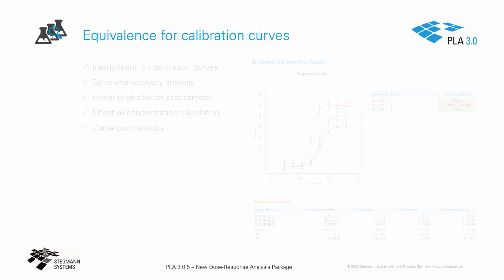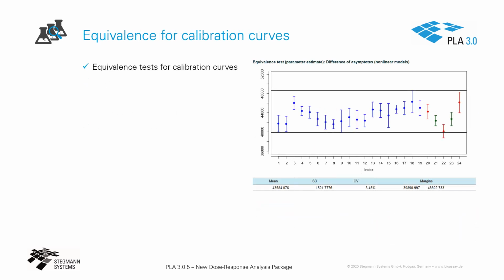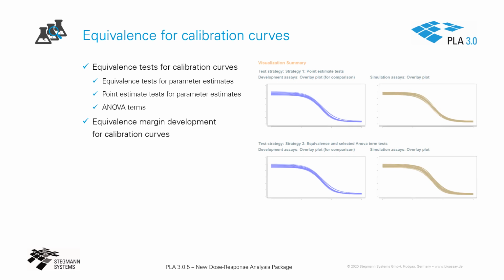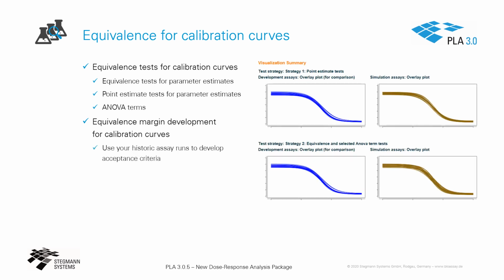The package features several equivalence test and development options for calibration curves. You can employ equivalence tests for parameter estimates, point estimate tests for parameter estimates, and ANOVA terms. Regarding equivalence margin development, you can use your historic assay runs to develop acceptance criteria. The package provides test strategy development, visualizations, and simulations.